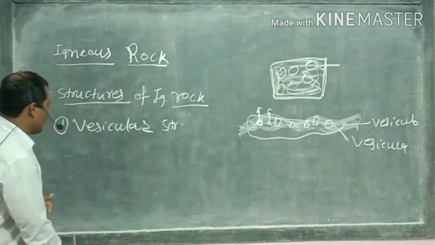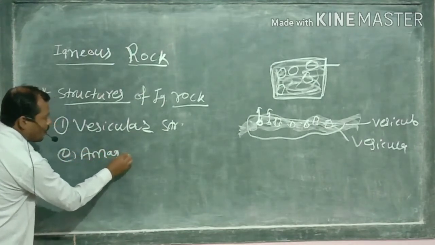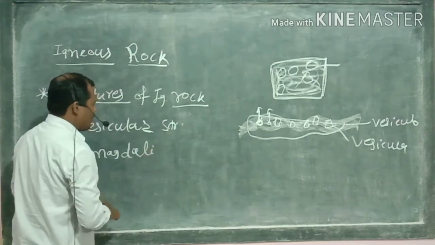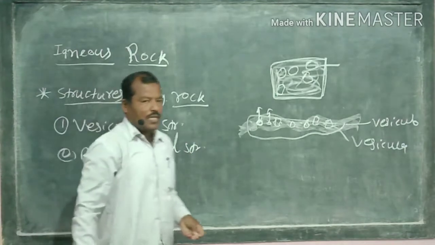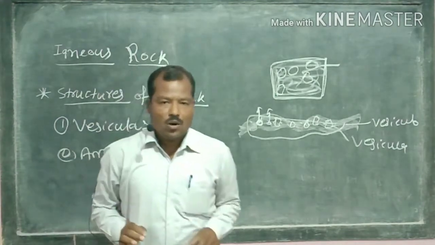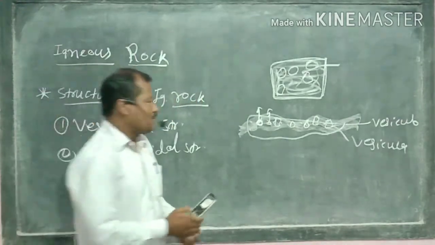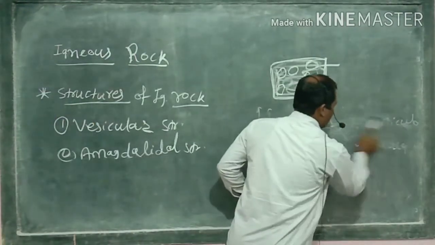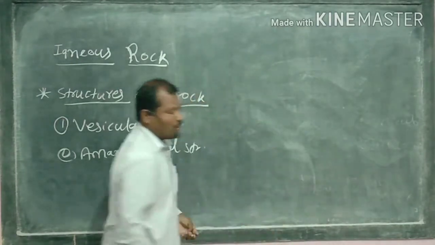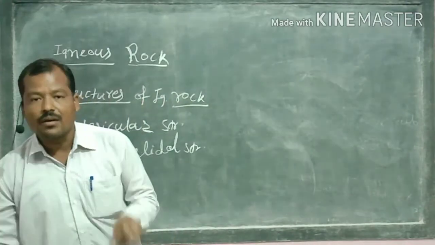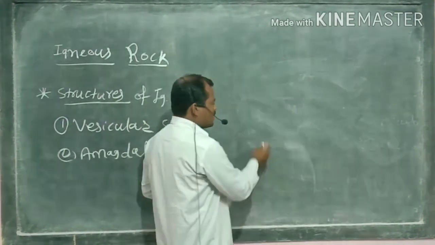Now the second one is the amygdaloidal structure. This structure is also formed at the time of consolidation of the lava. In this structure, the vesicles which are formed in the first stage are filled by secondary minerals. Those vesicles are filled by secondary minerals.